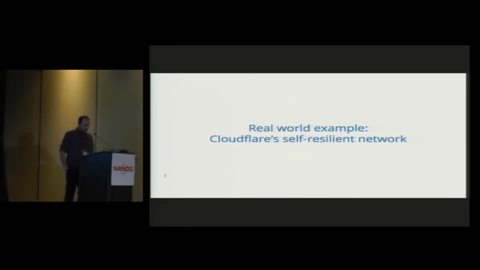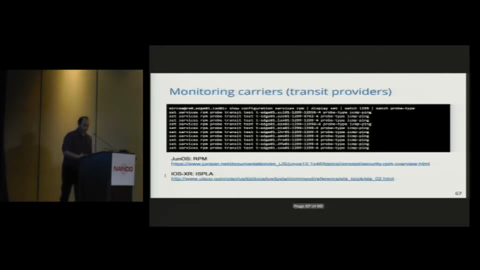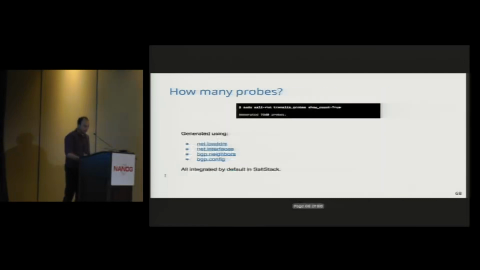Quickly, some example. This is how we watch our network improving by itself. We have started monitoring our carriers, and we have installed at the edge of our network many thousands of probes, RPM or IPSLA, depending on the platform, JunOS or IOS-XR. How many? About 7,000. And the configuration of these probes has been generated with four functions only. We have already embedded them in a Salt stack. Immediately after you install it, you have them.